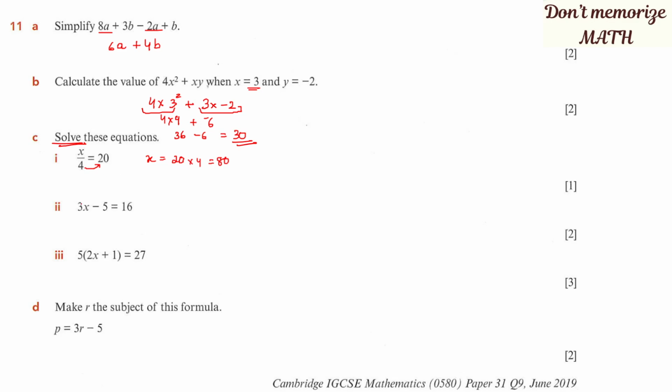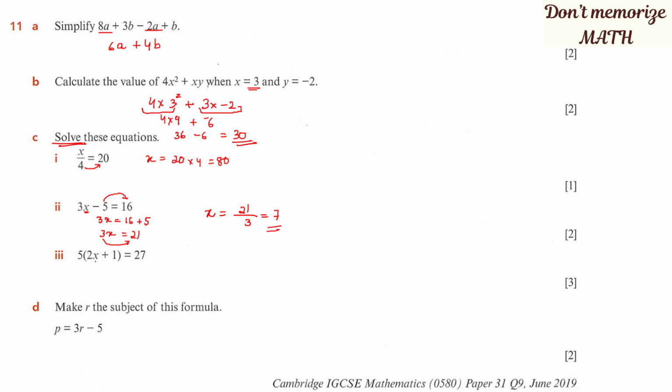Okay. Then here also we need to find the value of x. First we will move minus 5 to the right side, so it will become plus 5. So 3x is equal to 16 plus 5, which is 21. Then we will move the 3 to the right side. Here it is 3 times x, so multiplication will become division. So x is equal to 21 over 3, that is 7. So the value of x is 7.